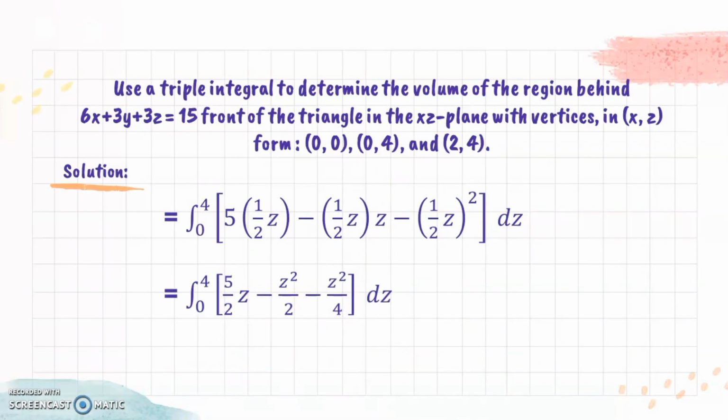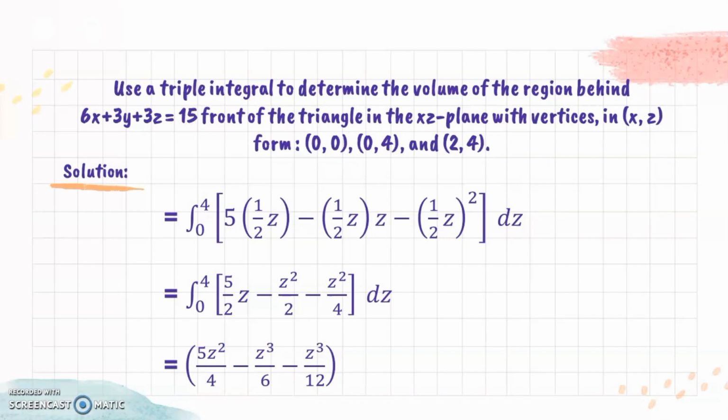So now we are left with a normal single integral. Let's finish this by integrating with respect to z. The integral of 5 over 2 z is 5z squared over 4. The integral of negative z squared over 2 is negative z cubed over 6. And the integral of negative z squared over 4 is negative z cubed over 12.